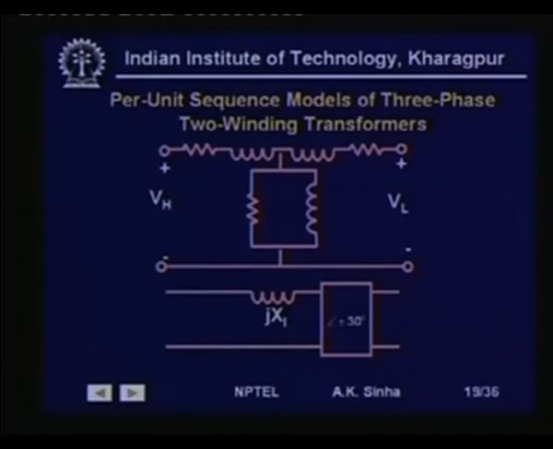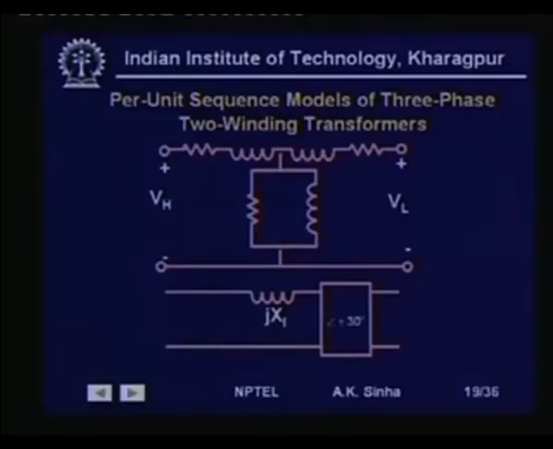Next, we come to the transformer model, the sequence model for transformers. Now, for transformers, as we have said earlier in our earlier lectures, we always use the per unit. In fact, for all the components when we work in power system, we use the per unit system, but for transformers it has to be used, otherwise you will have to keep on the voltage and current ratios always into account. We have seen that by using per unit model, the ideal transformer vanishes and only the impedances come into picture.